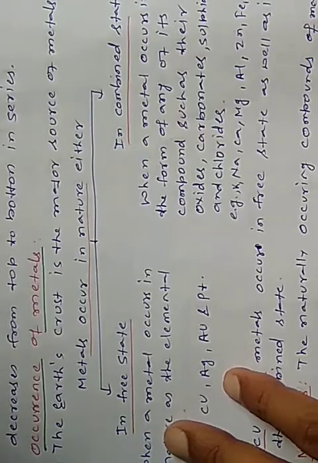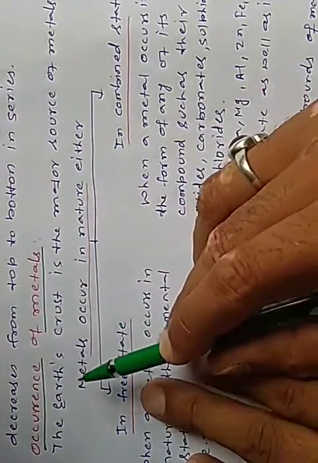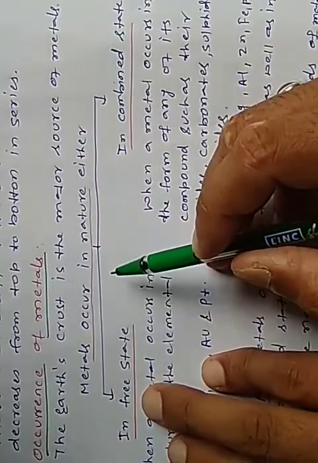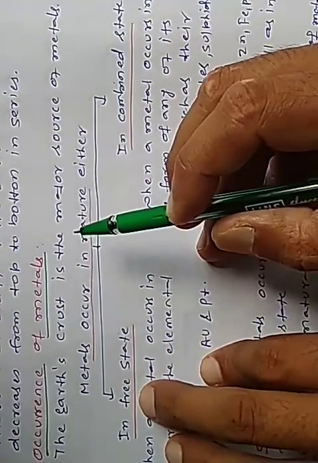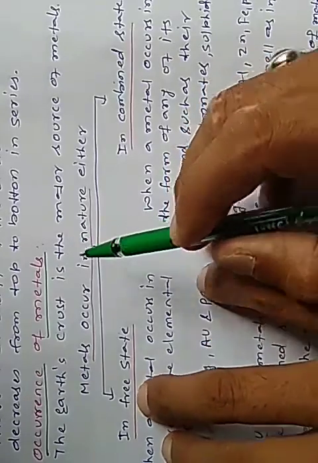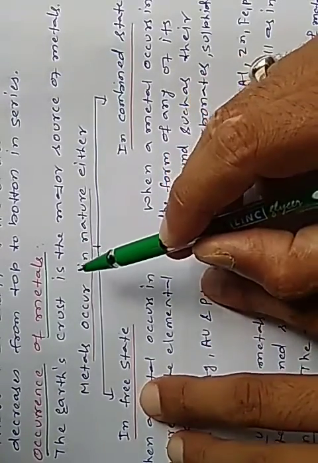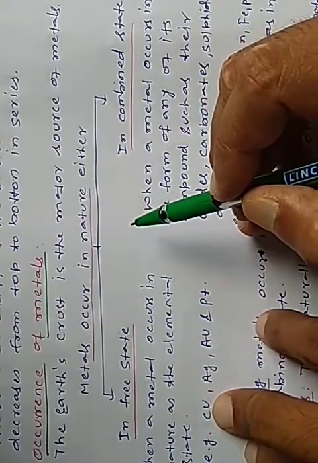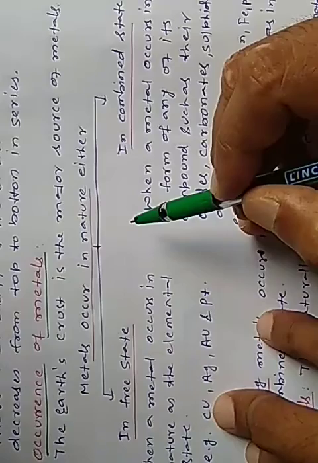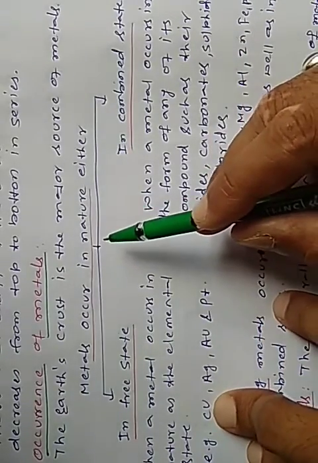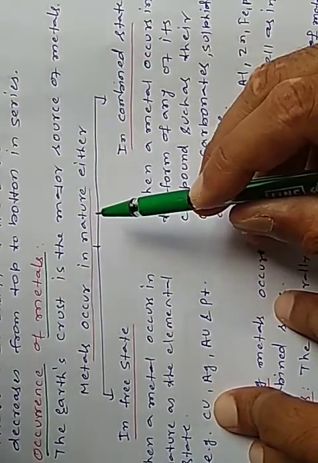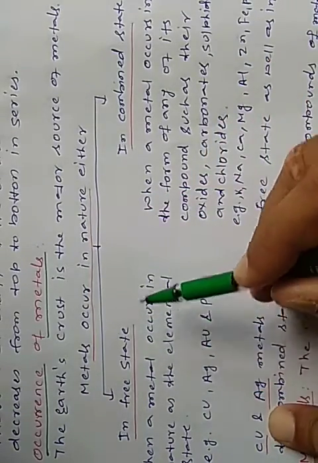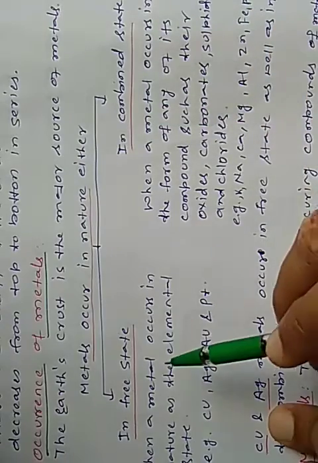Occurrence of metals. Now, as you know, the earth crust is the major source of metals. So on the earth, mainly the earth crust is the major source of metals. Now the metal occurs in the earth crust in either of two forms, in the free state or in the combined state.